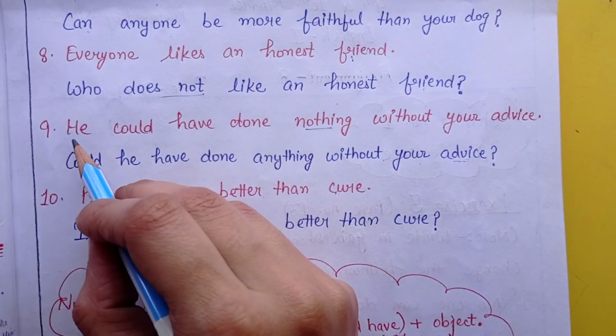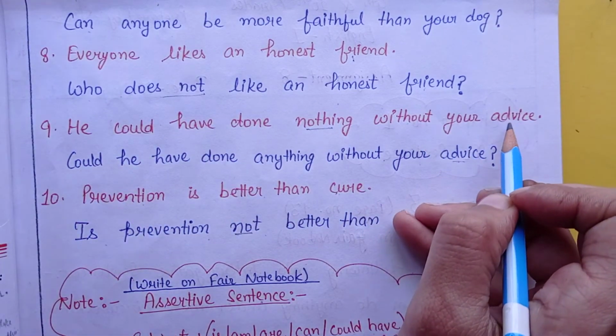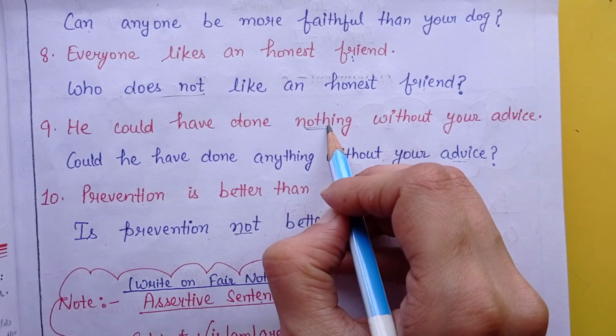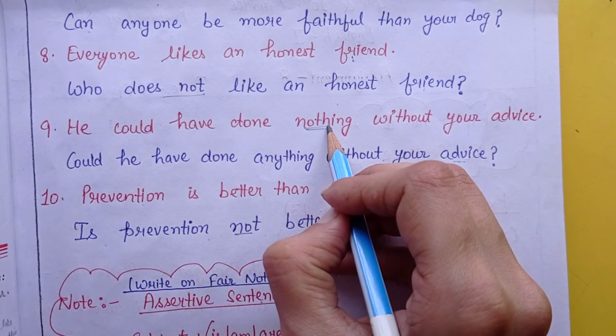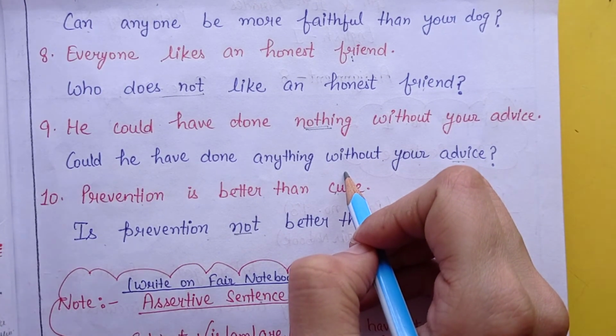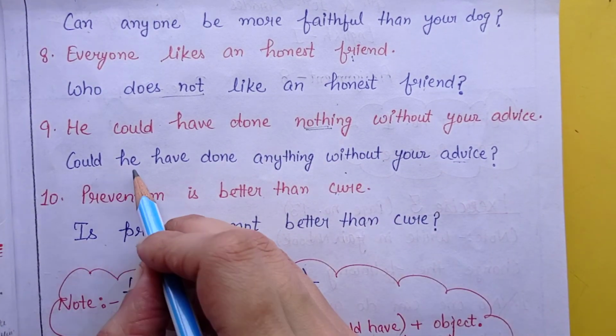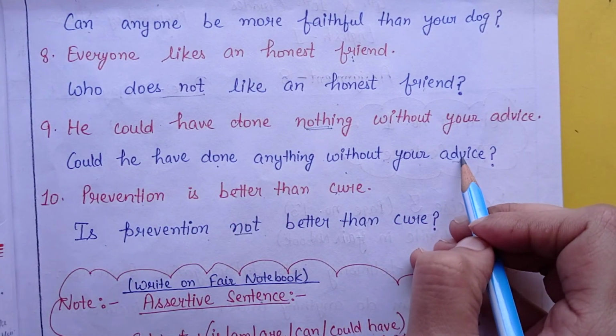Ninth is, he could have done nothing without your advice. Nothing. So the assertive sentence given here is again negative. So the interrogative must be positive or affirmative. So you can write, could he have done anything without your advice?